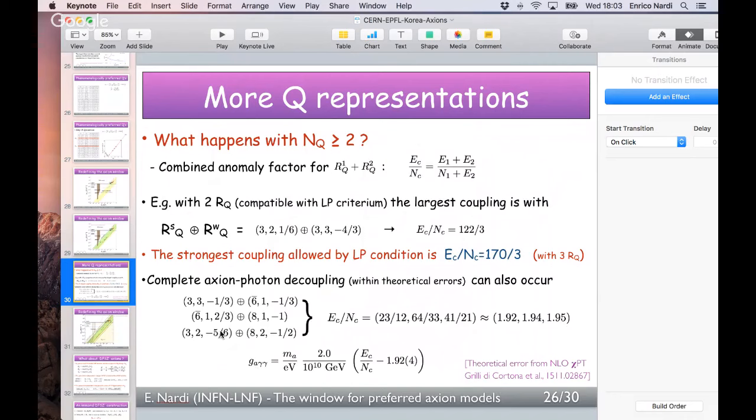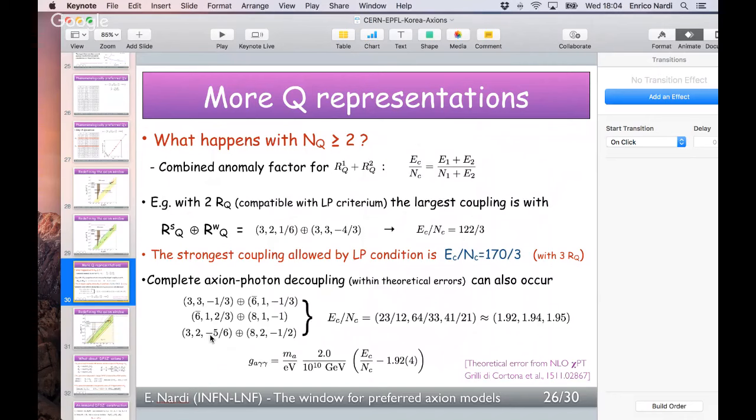We have found three different combinations of representations that within this error are compatible with complete decoupling. One gives 1.92, another 1.94, and another 1.95. Note that there is no fine-tuning. Once you choose the representation, E over N is fixed. It's not that you are canceling by fine-tuning. You can question if it is kind of immoral to decide that you choose precisely these two types of quarks. And I would say, yes, it's immoral, but not fine-tuned. That's the relevant point. It's not an adjustment. These are given by the anomalies which are fixed by the representation.